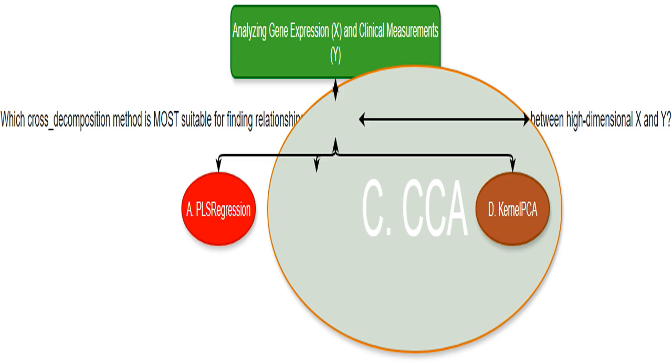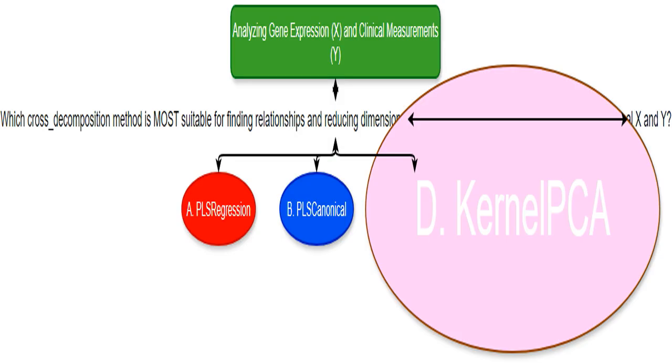Kernel PCA, kernel principal component analysis, is a dimensionality reduction technique, but it's only designed to work with one dataset at a time. I can't use it to find relationships between two datasets like gene expression and clinical measurements. It doesn't consider the covariance between X and Y, therefore, it is not appropriate for this problem.